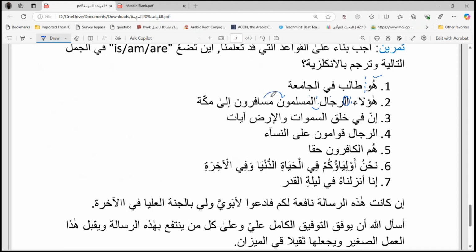Can it come between these two? Yes, it is possible. Ismr can come here. Why? Because there is no connection between them. Al muslimun and al musafirun, there is no connection between them. So this is the khabar, and the first initial part is the muqtada.